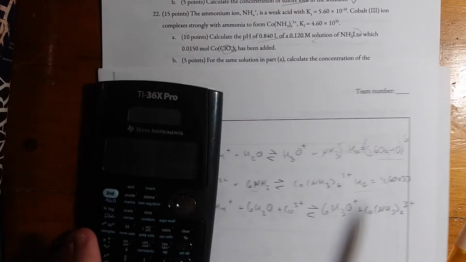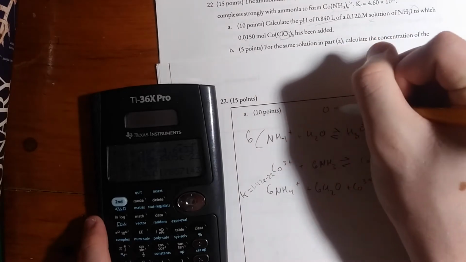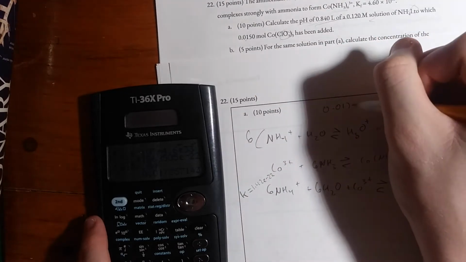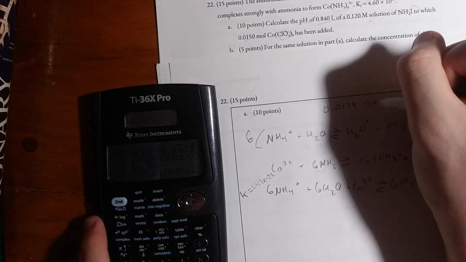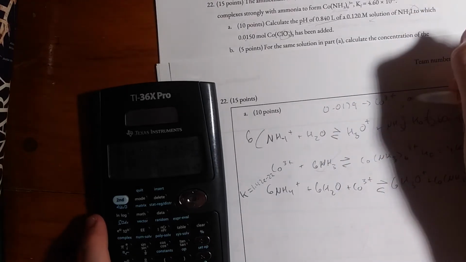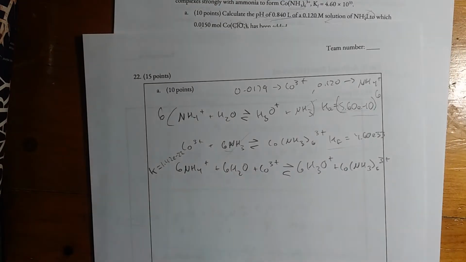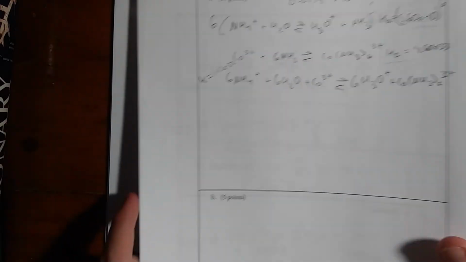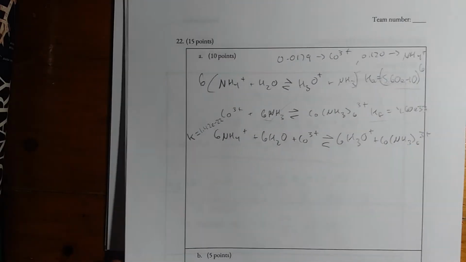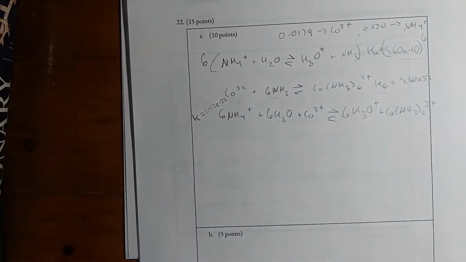So that's gonna be, I'm gonna draw it up here. So we have 0.0179 is the cobalt, and then 0.120 is the NH4 plus. If you can read that, hopefully. Okay. So and I hope I'm always keeping it in frame. It's kind of hard to do. Okay. So these are the initial values, right? Because that's how much is actually added to the initial solution.